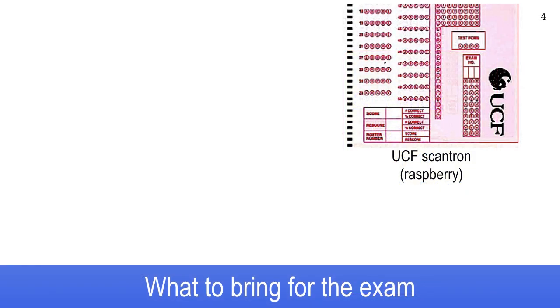First of all, you want to bring a UCF raspberry colored Scantron, the one with 50 questions on the front, and it has 50 on the back. We'll use the back on the final, but for the midterms, just the front. It has the UCF Pegasus logo on it. Now, if you're in the School of Business, they use a completely different Scantron. I think it's brown colored and it's not as big.